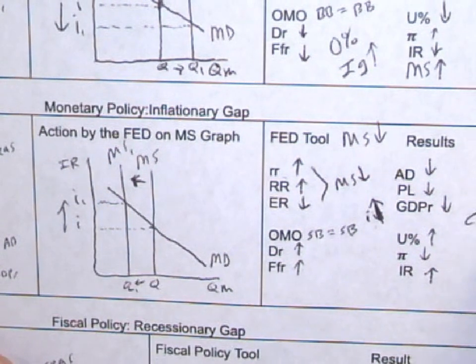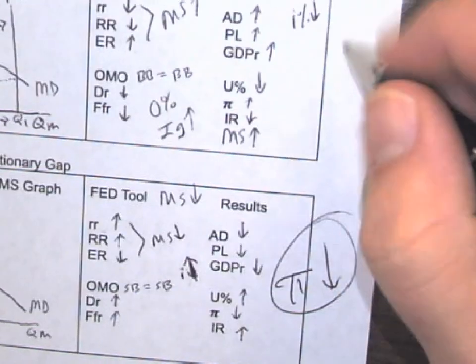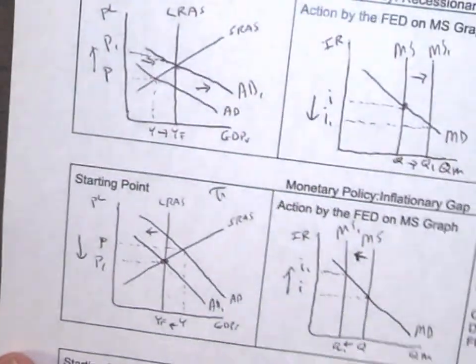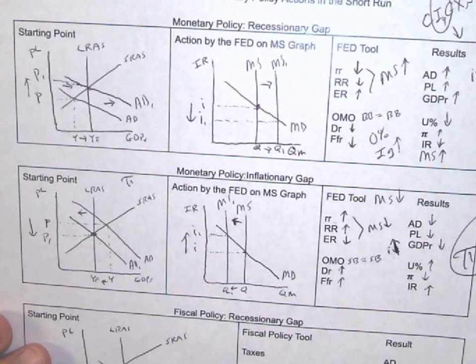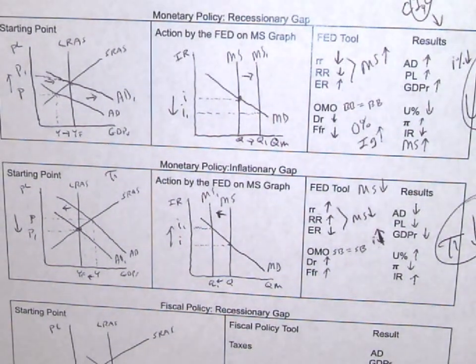So did we get our result we wanted of inflation decreasing? Yes, we did. Did we get our result over here of unemployment decreasing? Yes, we did. So let me zoom out a little bit, so that way at the end, when you're done, you can look at these and see what they all look like.